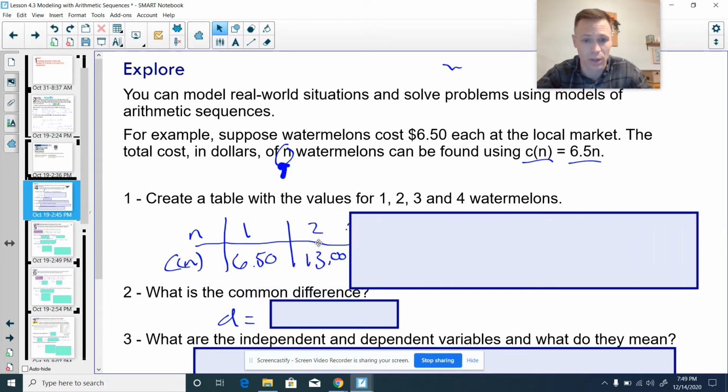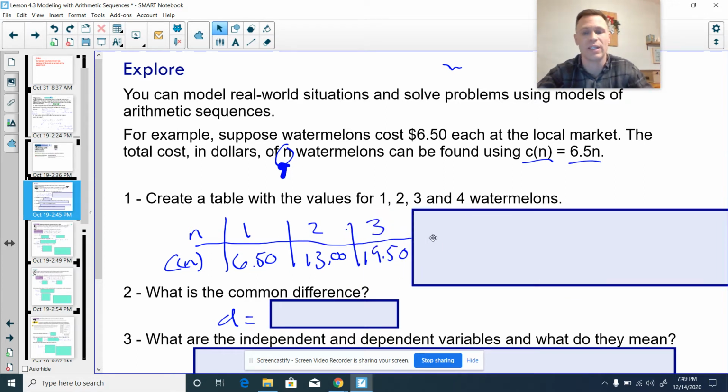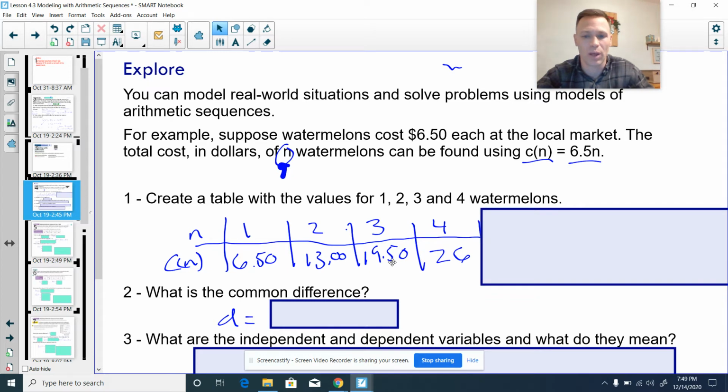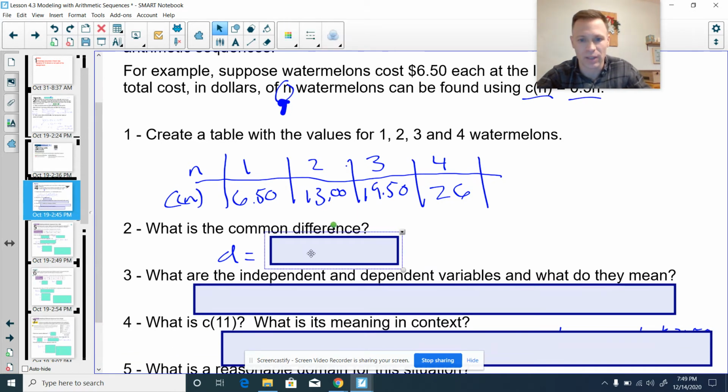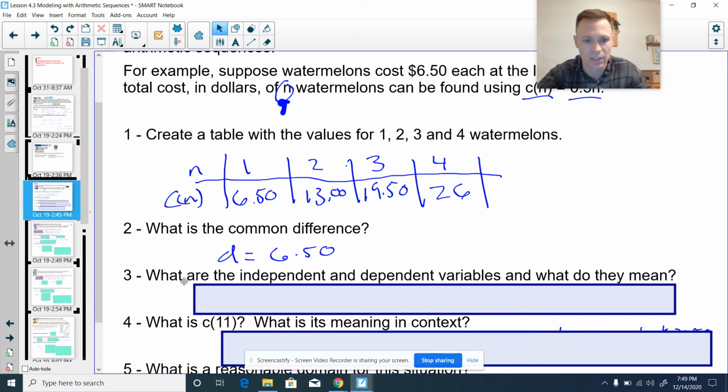The cost of two watermelons is $6.50 times 2, which is 13. Three watermelons would be $19.50, and four watermelons would be $26. So there's my table, just adding. What is my common difference? I think it's pretty clear that my common difference is $6.50.